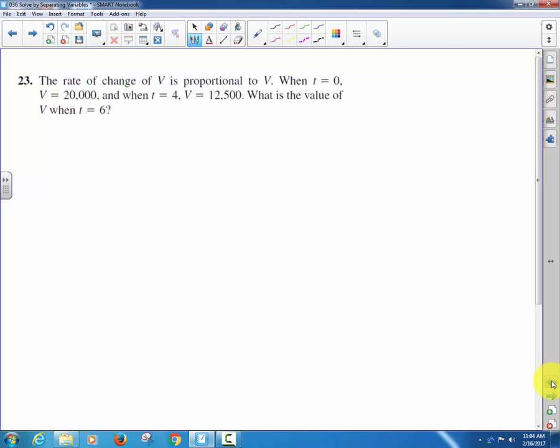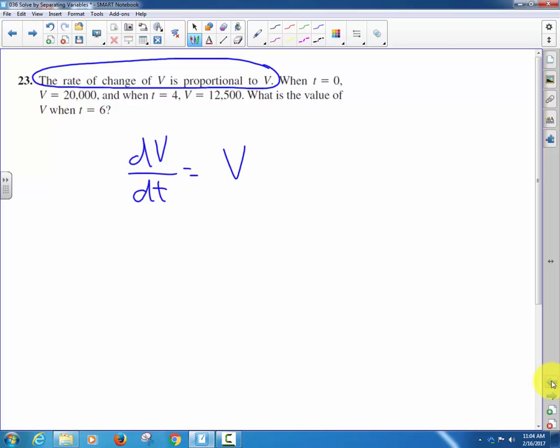All right, so let's start off with this thing up here. The rate of change of V is proportional to V. What does that tell you? dV over dt equals kV, or Vk, however you want to think of it. So dV over dt equals kV. Why dt? How do I know dt? Because it's time, and it says t equals 0, so that's a good indication there.